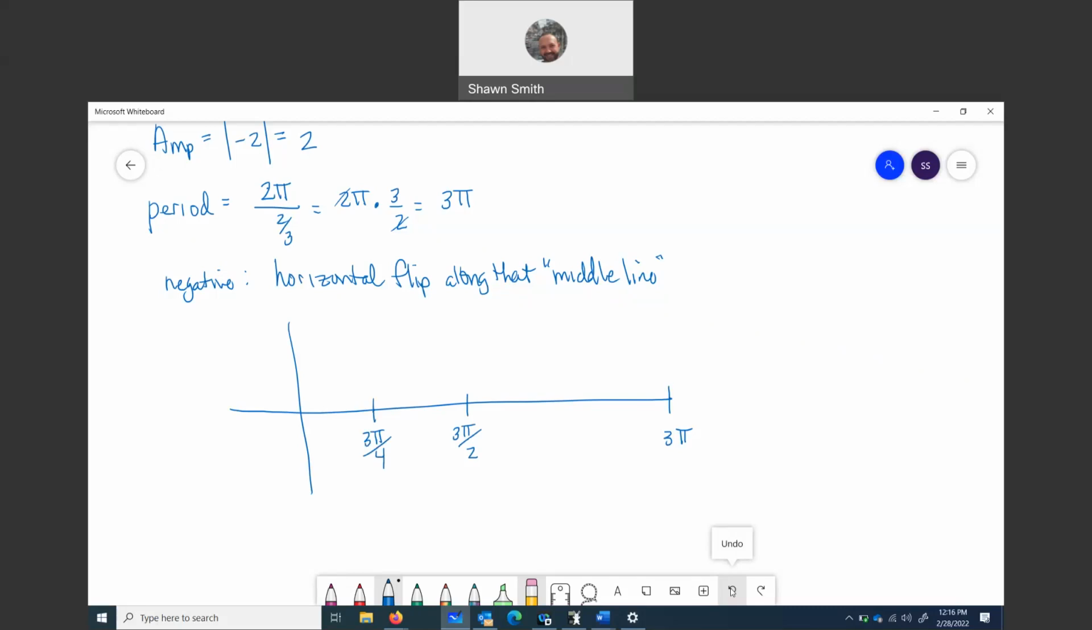This is 6 pi over 4. This is going to be 9 pi over 4. All right. So all you're doing is just multiplying this first one by 3, right? Get it over here. All right, so we have an amplitude of 2.